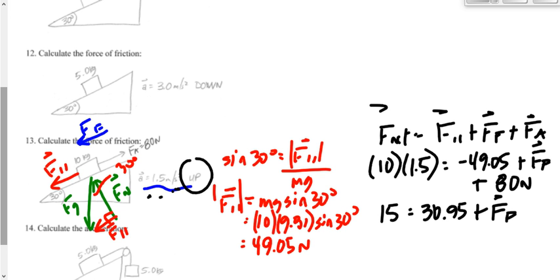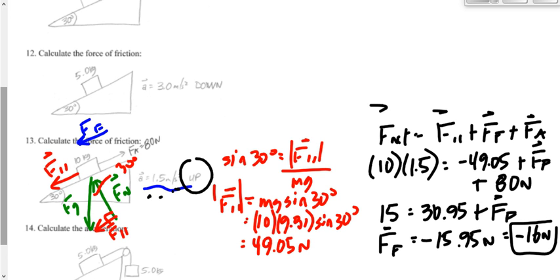Take the 30.95 over by subtracting. 15 minus 30.95 gives me negative 15.95. And we want to express it as 2 digits, so negative 16 newtons.